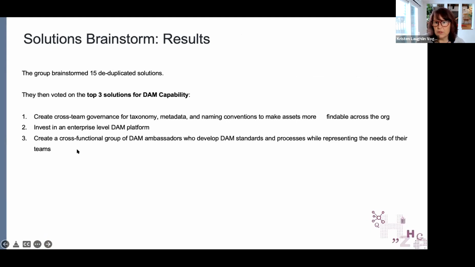Create cross-team governance for taxonomy, metadata, naming conventions to make assets more findable across the org. Invest in an enterprise level DAM platform. I was already working on this, so that was good. And create a cross-functional group of DAM ambassadors who develop DAM standards and processes while representing the needs of their teams. I did not write these, the group wrote them. So in a way, I felt like I'd already started to change the way people at my organization were thinking about DAM through sharing the capability model and having conversations about that and using that shared language.